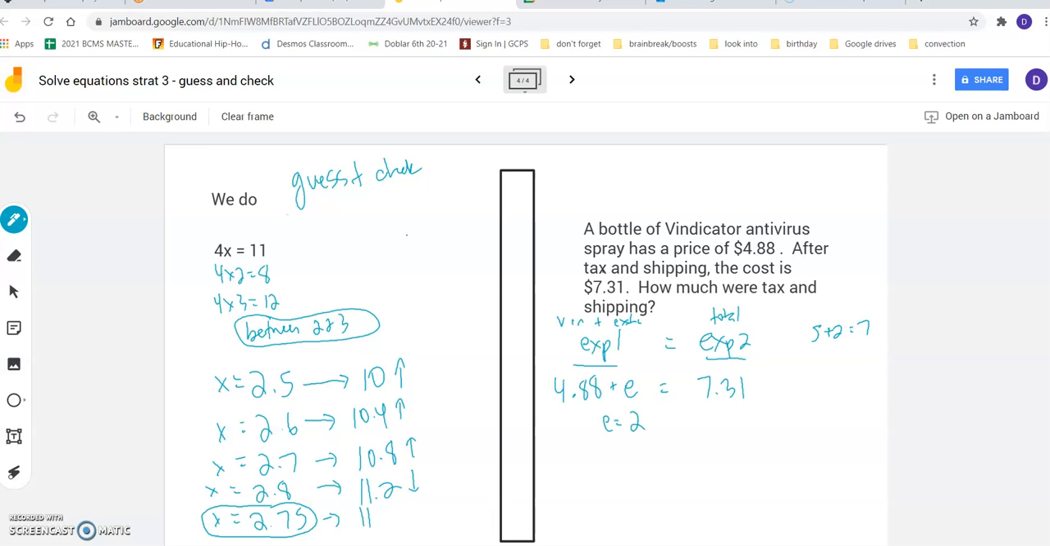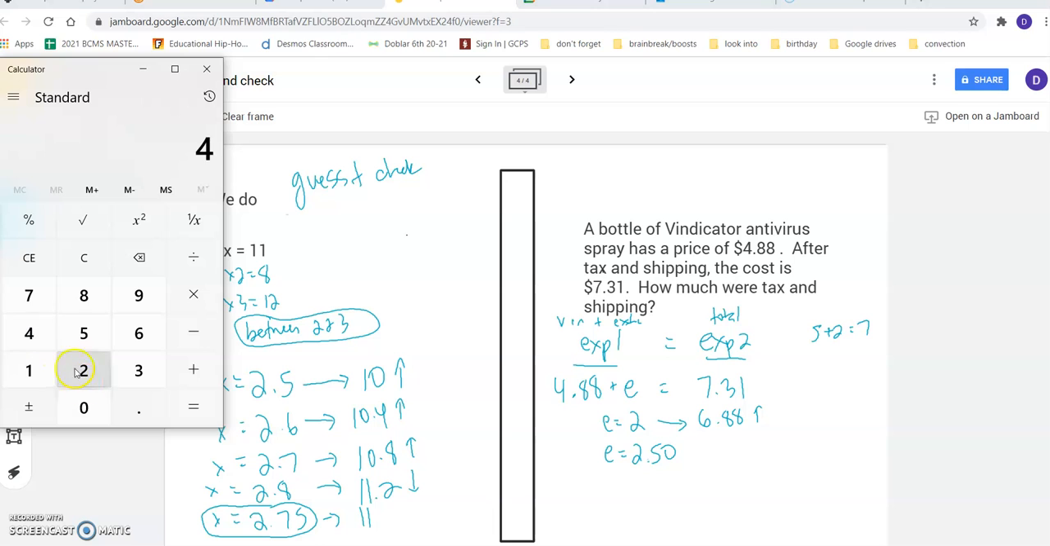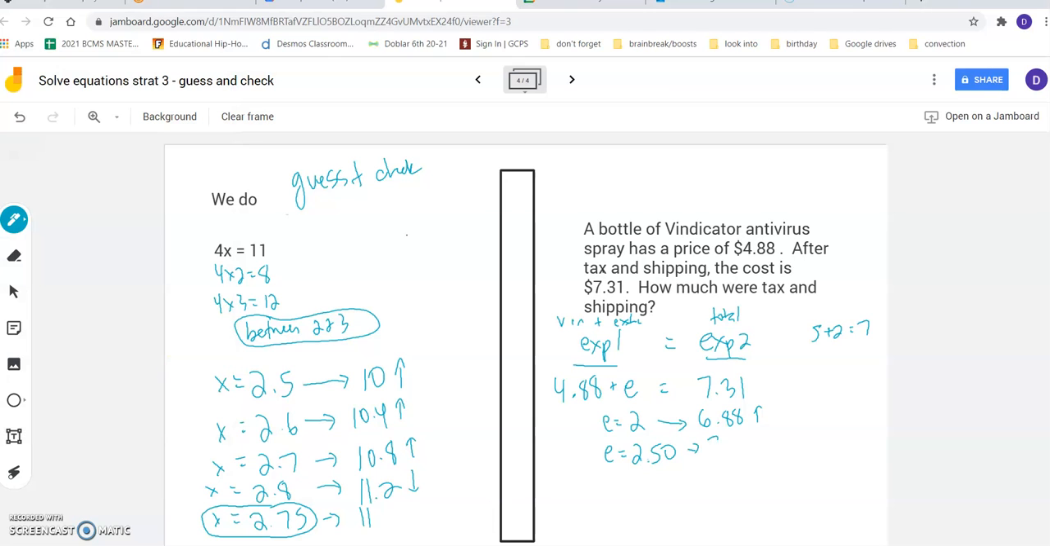So let me just try $2 first. That one I can do in my head, so I don't even need my calculator. 4.88 plus 2 is 6.88. That is too low, but not by a ton. Looks like I'm off by about 50 cents, 80 to 30. So let me try another 50 cents. What if E was 2.50 in my guess and check? 4.88 plus 2.50 is 7.38. Really close. It's too high.